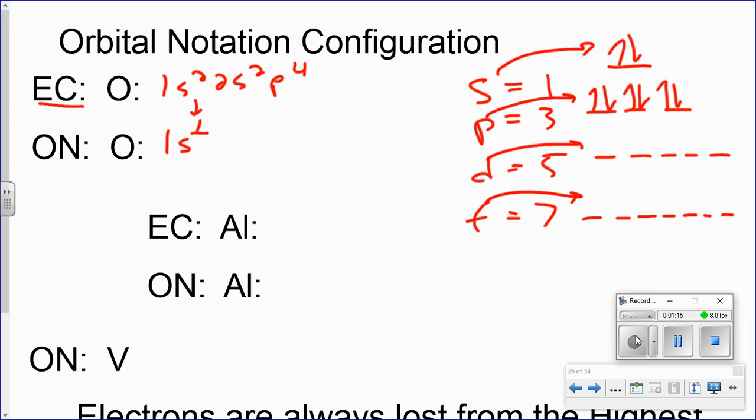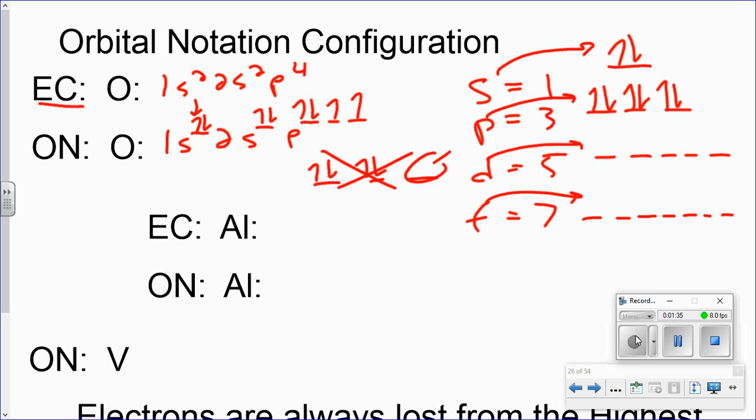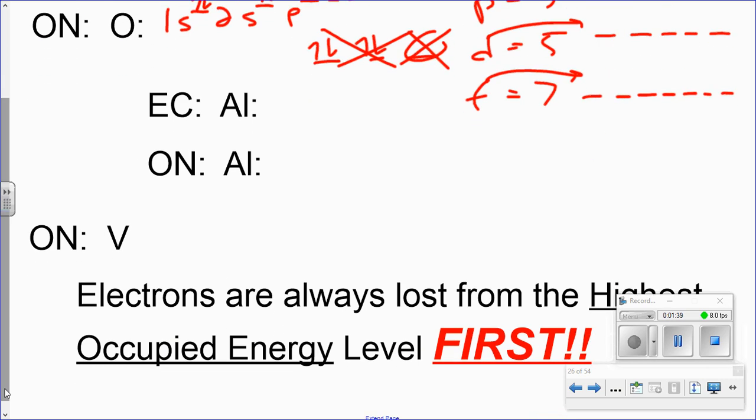As far as orbital notation goes, if I'm going to translate this down, it's going to look like this: 1s2, 2s2, 2p. You have to draw them all, and the way this works is every orbital gets an electron first, and then if you have extras, you double up. So watch: 1, 2, 3, now double up, 4. This is wrong. You have an empty orbital, that doesn't work. That's not what we see.